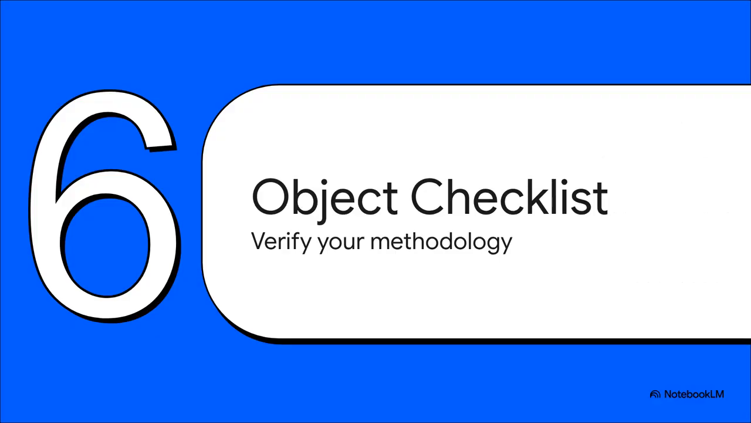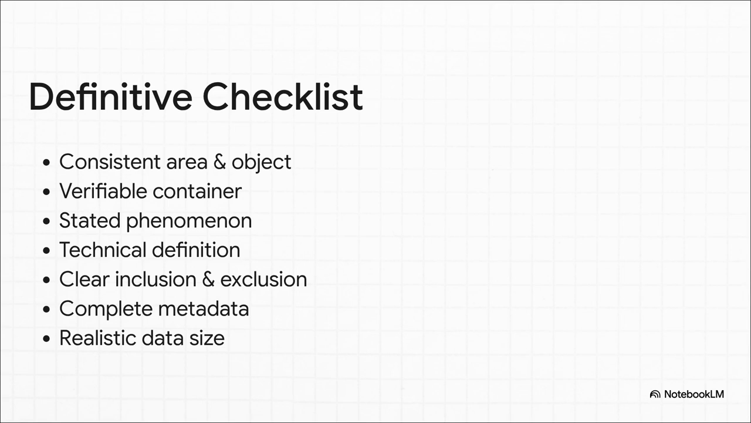Finally, Section 6, the Research Object Checklist. Before you submit anything, I want you to mentally check off these 7 boxes. Do you have a consistent area and object? A verifiable container? A clearly stated phenomenon? A technical definition backed by theory? Clear inclusion and exclusion criteria? Complete 2-level metadata? And finally, a realistic data size. If you can confidently check all 7 of these off, your research object is rock solid, incredibly feasible, and you are 100% ready to start analyzing.